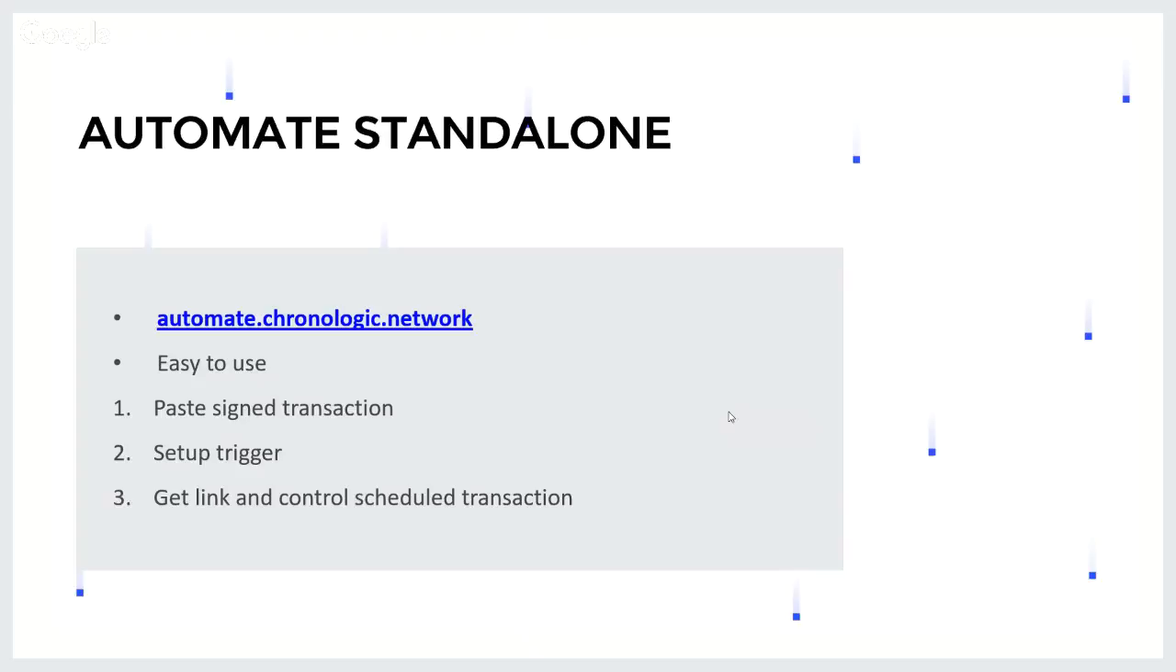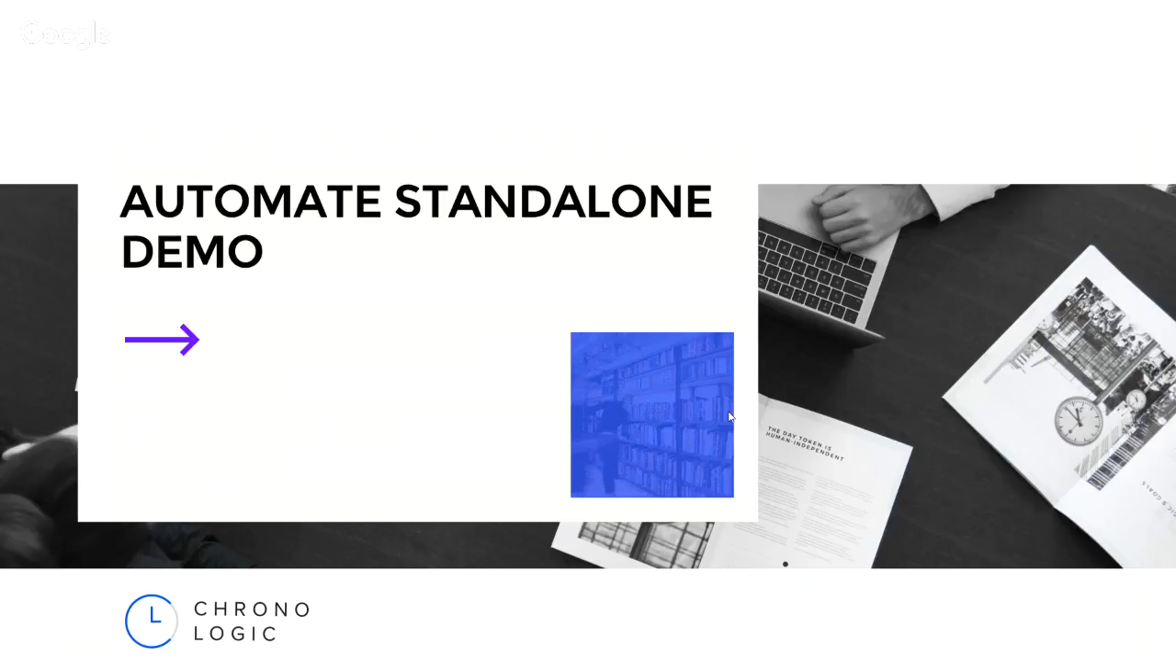So once again, automate.chronologic.network, and you can use it today. Works on mainnet, works on testnets if you want to try it out before you go with this on the mainnet. So let's go to the demo.